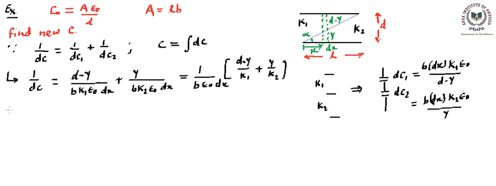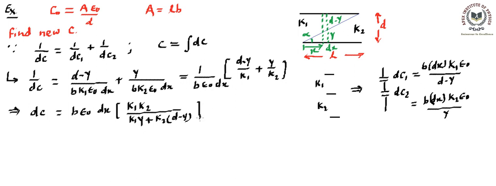Now we can easily simplify to get what the dC is going to be. So let's make this upside down. This will become b epsilon naught dx in the upside. In the bracket, this has to be simplified. When we simplify this bracket, you'll find k1 k2 is going to be in the numerator after reversing, divided by, and this numerator will become the denominator. That means it will become k1 y plus k2 times d minus y.